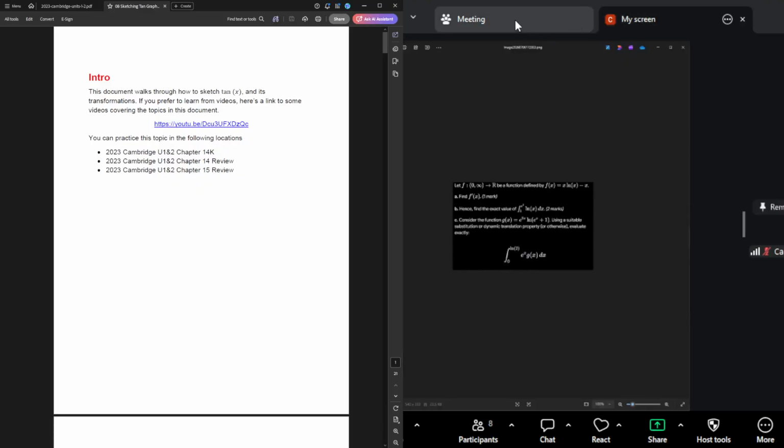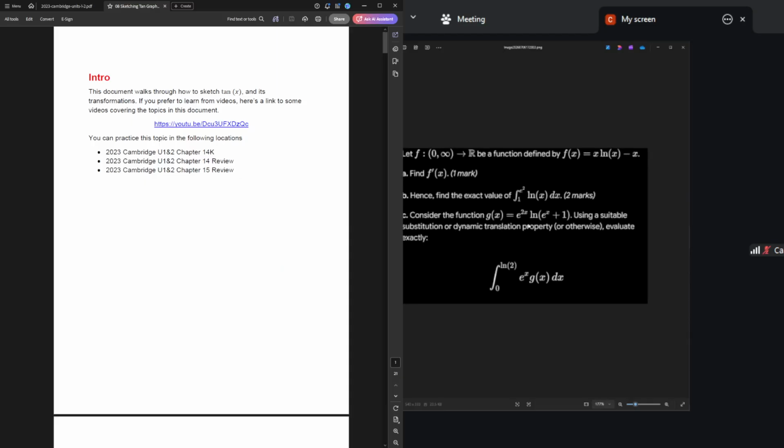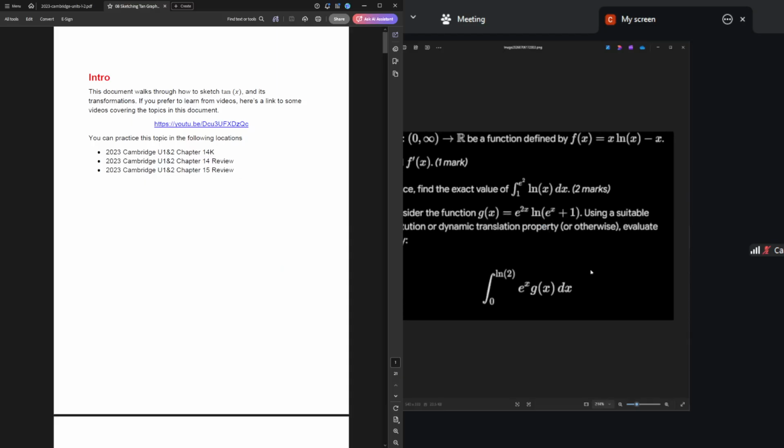So this was the question that was submitted to us. I've got that on the screen share. I don't know how readable that is. Can I zoom? Yeah, that's a bit better. Okay, so we have a function, x natural log x minus x. First question, find f dash. For those who haven't done derivatives yet, this is just finding the derivative.